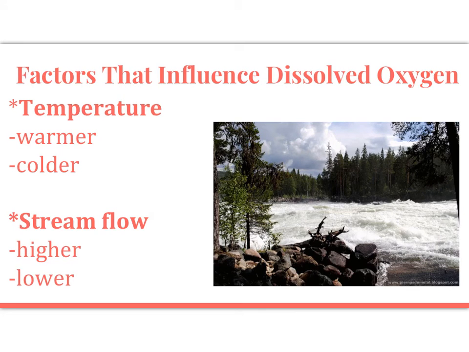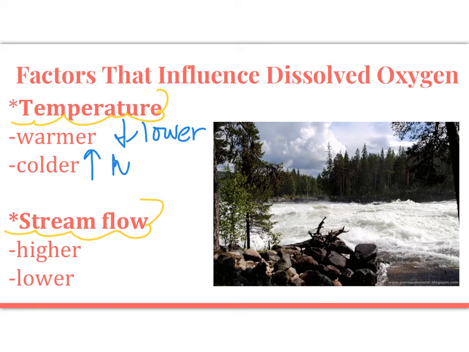Again, what can make the dissolved oxygen either increase or decrease for those aquatic organisms? The two big factors are temperature and stream flow. What temperature does is limit the amount of dissolved oxygen that the water can hold. So when I have warmer temperature water, I typically notice my dissolved oxygen can't be as high. It's typically a lower value than when that water is cooler. Colder water can hold more dissolved oxygen.